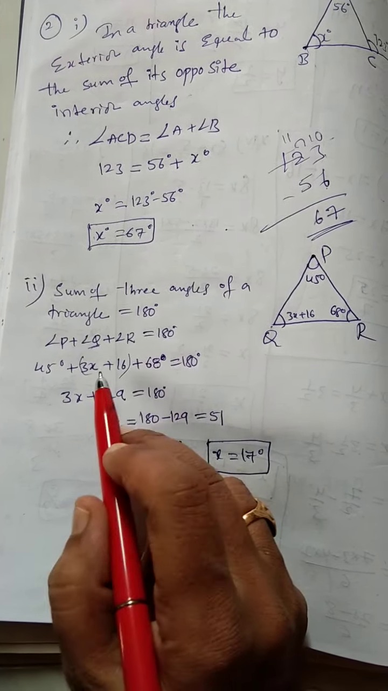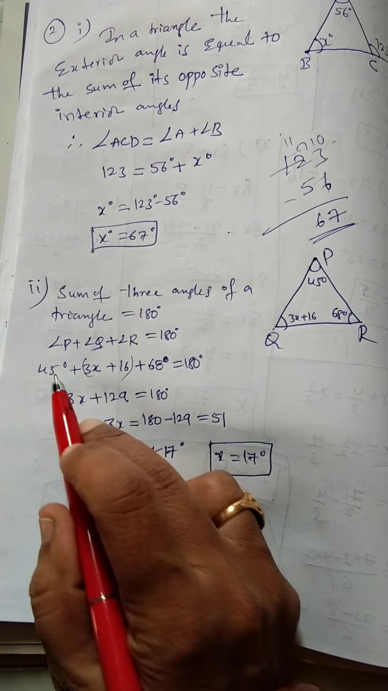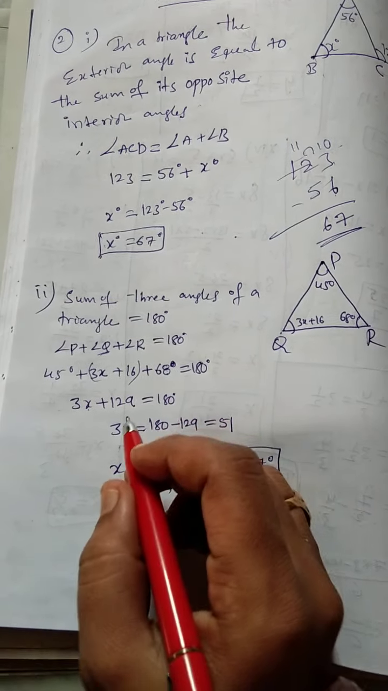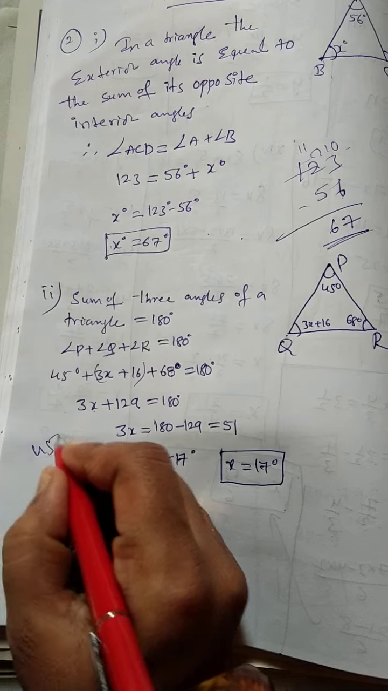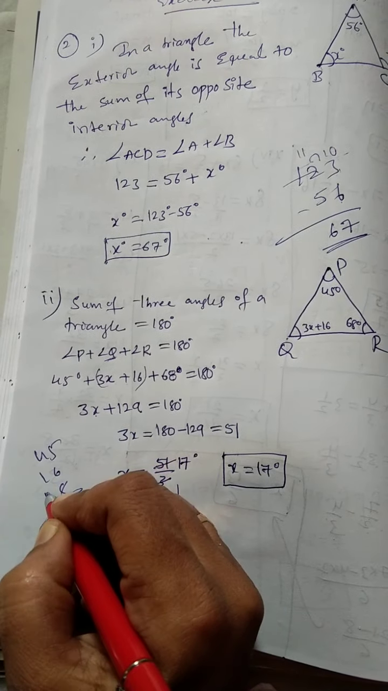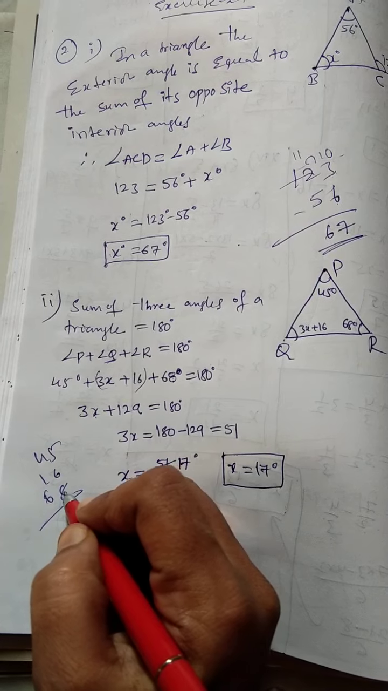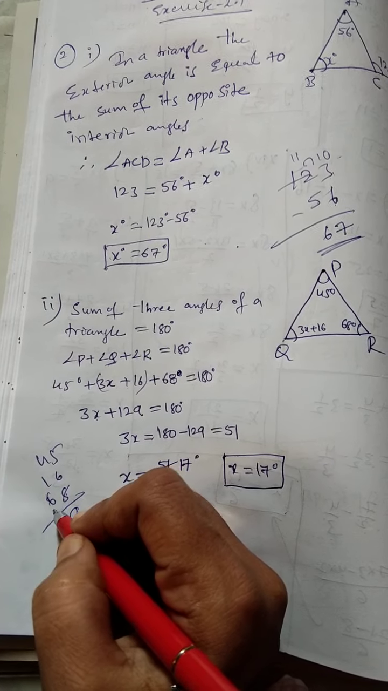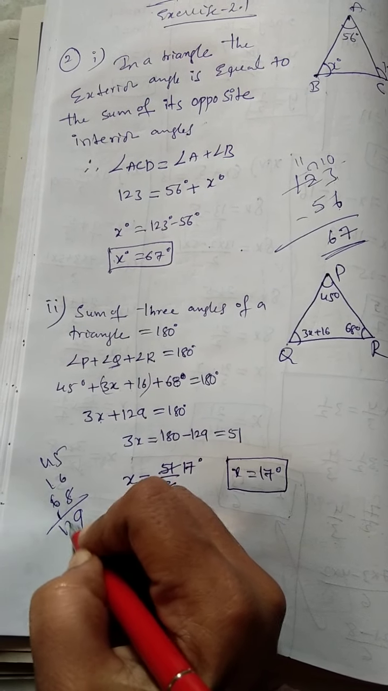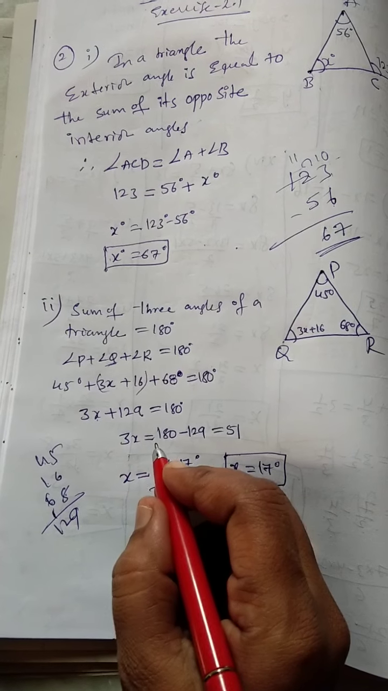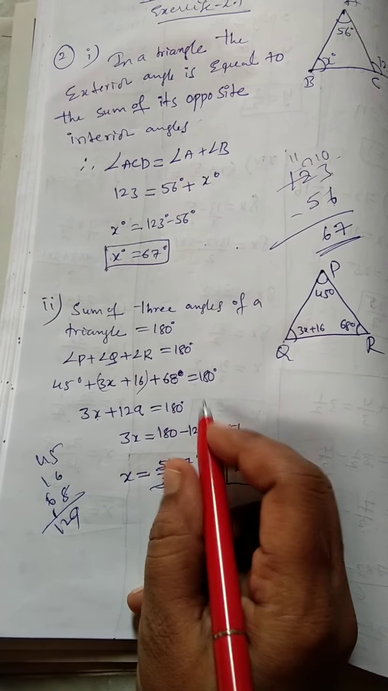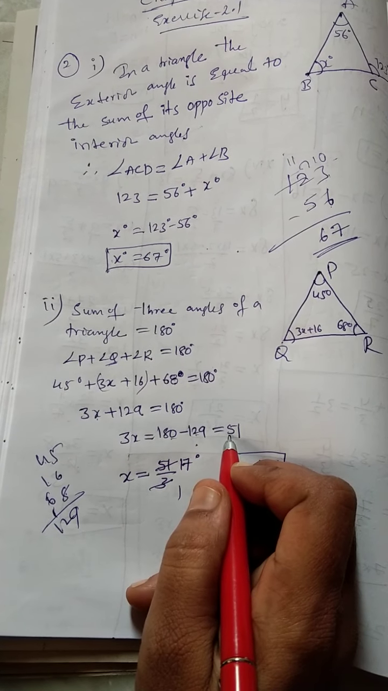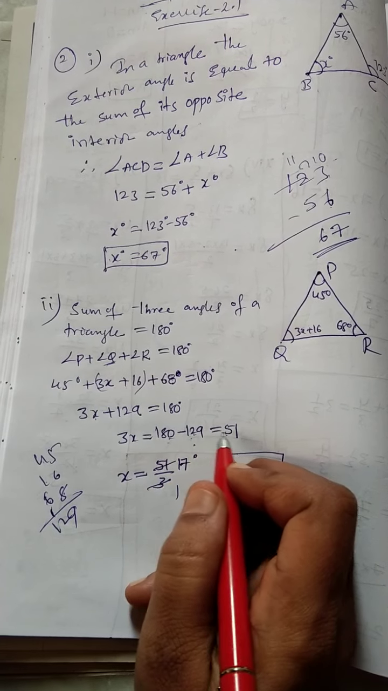3x stays as it is. Now these numbers you should add. 45 plus 16 plus 68, if you add, you will get 129. Check it: 5 plus 6 is 11, 8 is 19, 4 plus 1 is 5, and 5 plus 4 is 9... so 129. So 3x plus 129 is equal to 180. 3x is equal to 180, transposing plus 129 becomes minus 129. If you do the subtraction, 180 minus 129, you will get 51.